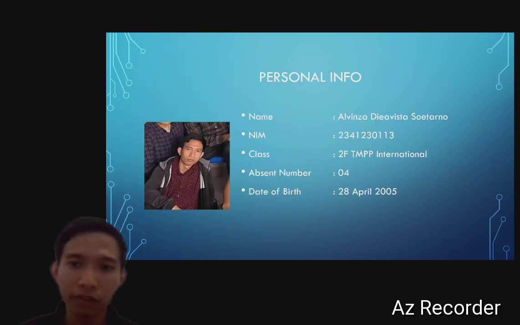First, let me introduce myself. My name is Alvinza Devista Soetarno. My student number is 23412301113. I'm from class 2F, Mechanical Engineering, Production and Maintenance, International class. My absent number is 04 and my date of birth is 28th April 2005.